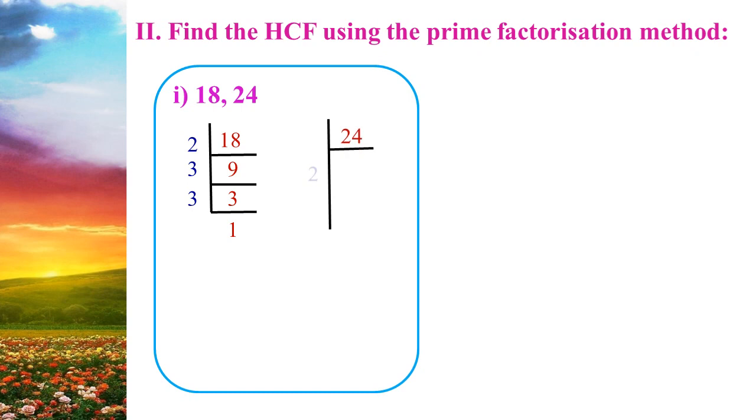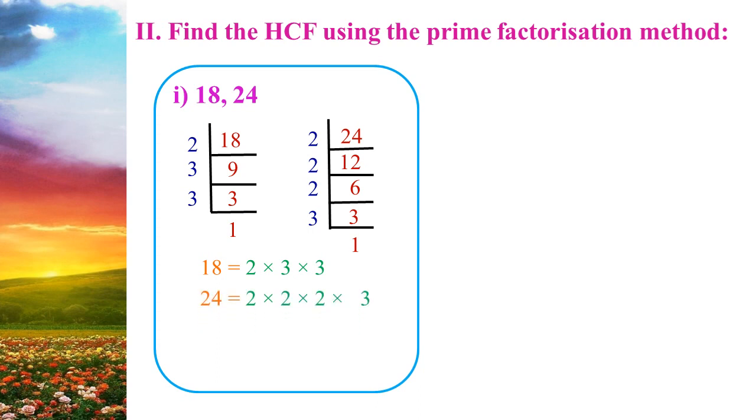Then take 24. On dividing by 2, 12 twos are 24. On dividing by 2, 6 twos are 12. On dividing by 2, 3 twos are 6. On dividing by 3, 1 three is 3. So the prime factors of 18 are 2 into 3 into 3, and the prime factors of 24 are 2 into 2 into 2 into 3.